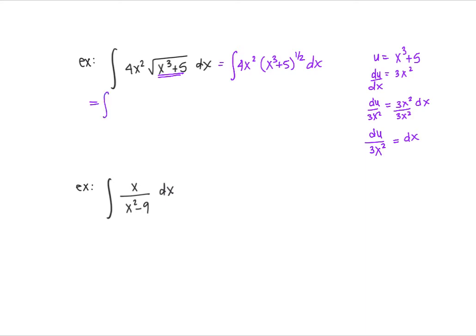So I've got my 4x squared still there. But instead of the x cubed plus 5, I'm going to put u to the 1/2. And instead of dx, I'm going to put du over 3x squared. The x squareds cancel. And I have this fraction 4/3 right there. So I'm going to rewrite this as the integral of 4/3 u to the 1/2 du, and I can take the 4/3 out.